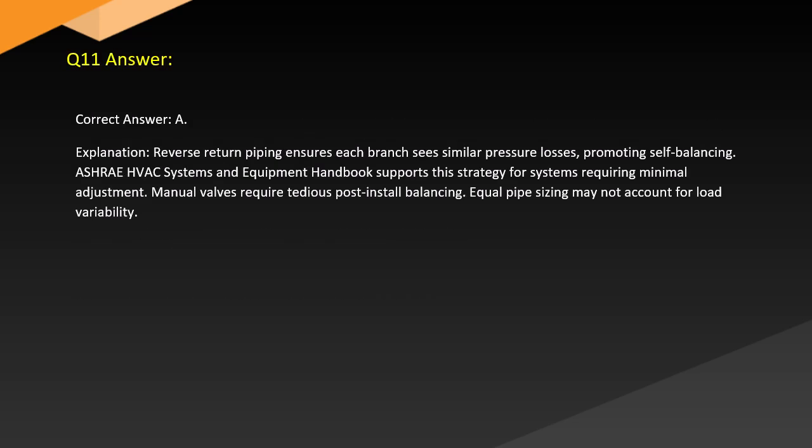Answer. Correct answer: A. Explanation. Reverse return piping ensures each branch sees similar pressure losses, promoting self-balancing. ASHRAE HVAC Systems and Equipment Handbook supports this strategy for systems requiring minimal adjustment. Manual valves require tedious post-install balancing. Equal pipe sizing may not account for load variability.